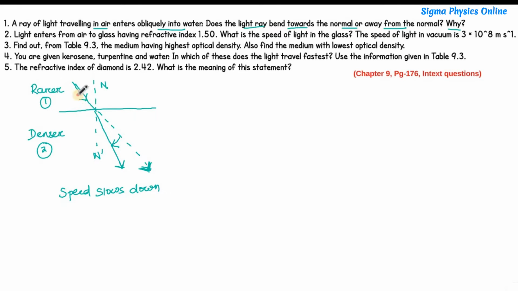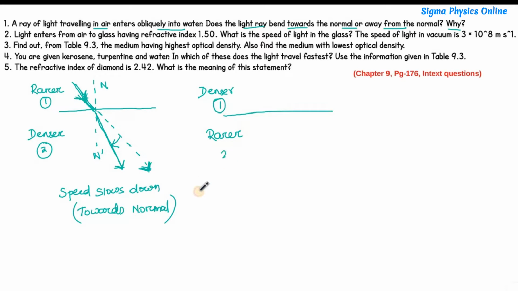So this light ray will now come closer to the normal and travel in this direction. Alright, so when a ray of light enters a denser medium from a rarer medium, it comes towards the normal in the second medium. Now let this be a denser medium, so this is the first medium which is a denser medium, and the second medium is a rarer medium. So our medium 2 is a rarer medium.